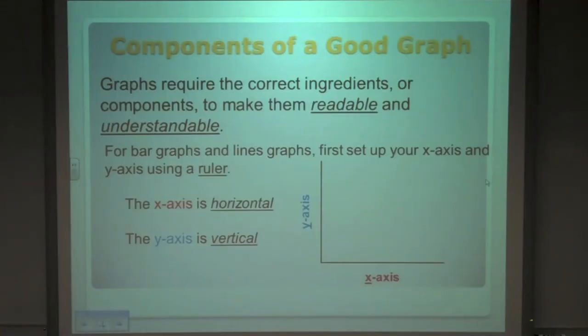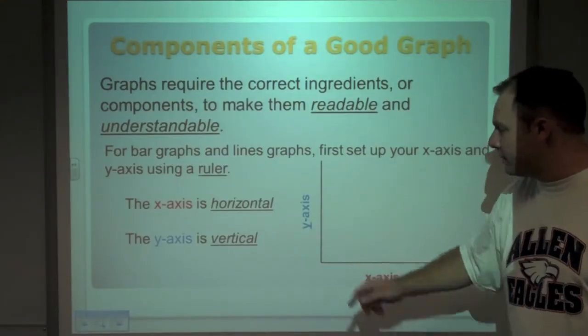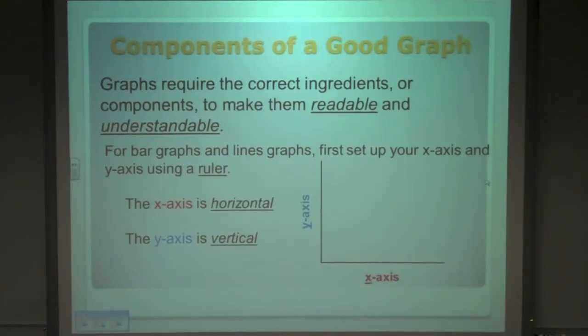In a graph, we have an x and y axis. The x-axis is the axis on the bottom. This is the horizontal axis. The y-axis is the one that goes up. That is the vertical axis. So we will always refer to either the y or x-axis in a graph when we're putting in data and scales and so forth.